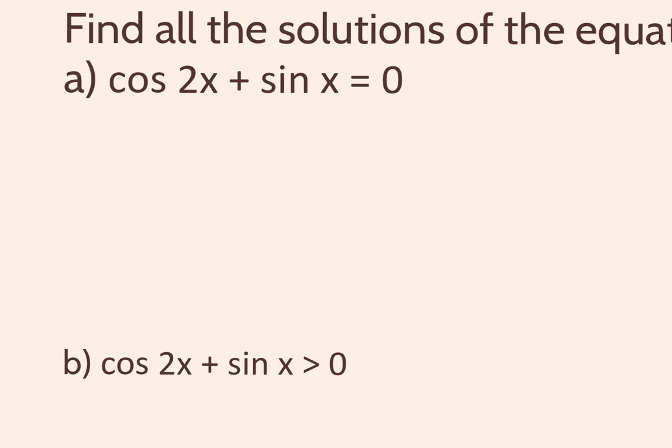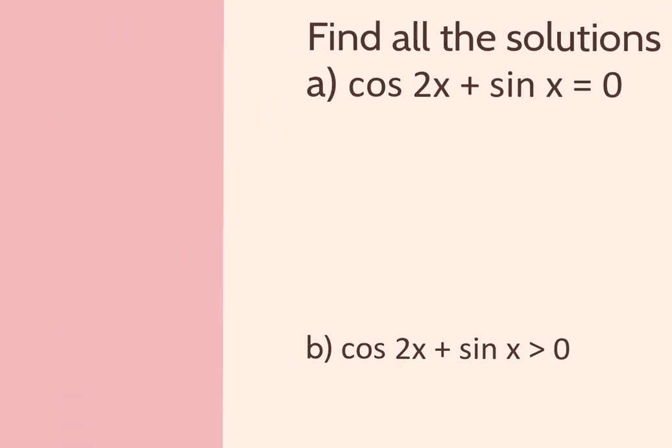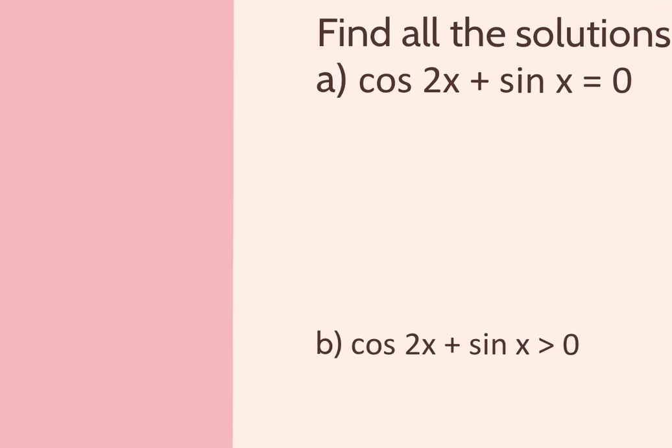So what can I replace cosine of 2u with, because there are 3 options? What's the first one? Cosine squared minus sine squared. If I put that in here, I still have 2 trig functions, yes? And I can't solve it. So I don't want to use that one.